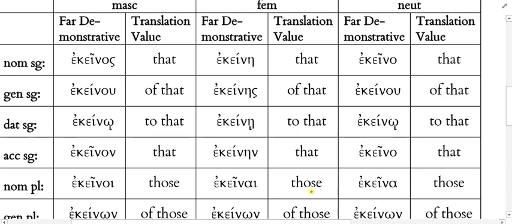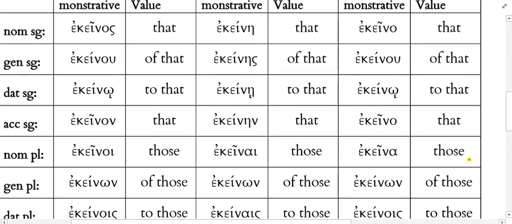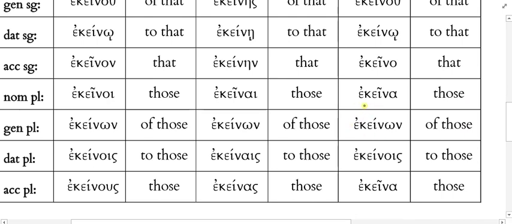And again, just as in the near demonstrative and the words like alas, we have no case ending in the neuter nominative singular or accusative singular. We either get a nu for the neuter nominative or we get no case ending at all. And this is following the no case ending strategy. So we've now seen this a number of times. Let's repeat. Ekena, that. Ekenu, of that. Ekeno, to that. Ekena, that. And then the plural forms. Ekena, those. Ekenon, of those. Ekenois, to those. And Ekena, those.